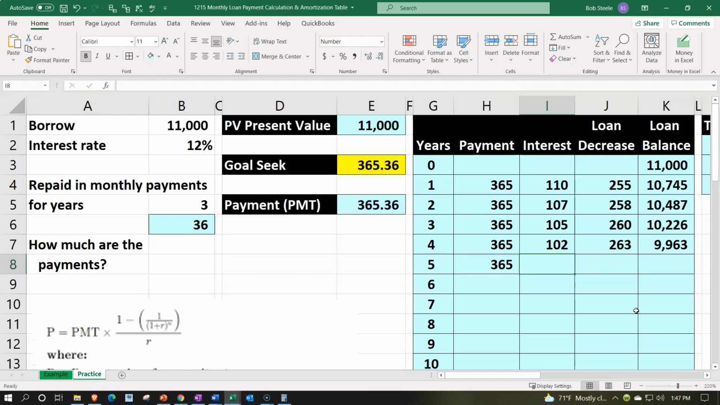One more time, we're going to say this is going to be equal to the 9963 times the 12% up top. We'll take that divided by 12 to get the monthly amount. We're down to 100. We got the 365 payment minus the 100 now means the decrease in the principal is at the 266. The prior balance at the 9963 minus the 266 gives us the 9697.